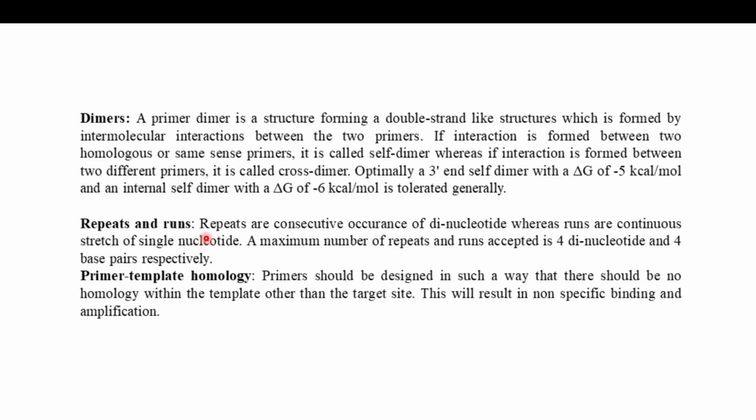Okay. Repeats and runs. Repeats are consecutive occurrences of dinucleotides, whereas runs are a continuous stretch of a single nucleotide. Suppose CG, that is a repeat, a CG repeat. But suppose A or G are repeated continuously, then that will be a run. Okay. So usually the maximum number of repeats and runs accepted is 4 dinucleotide repeats and 4 base pair runs, or continuity of base pairs.